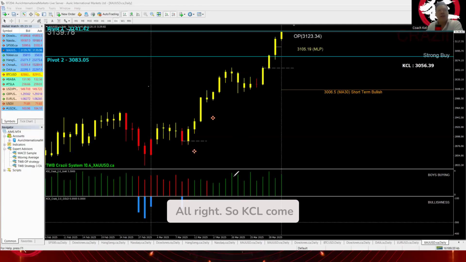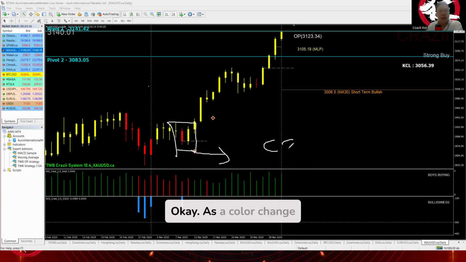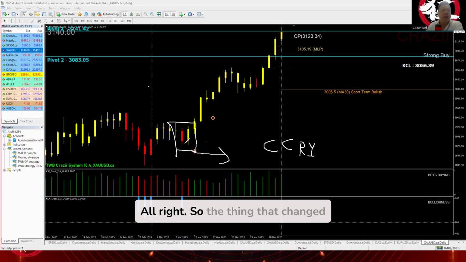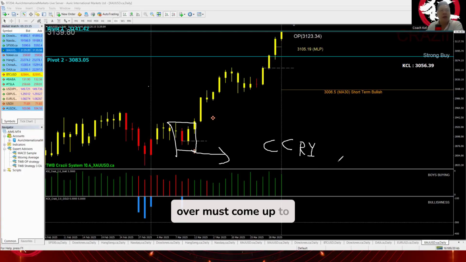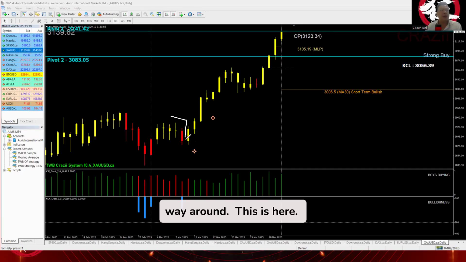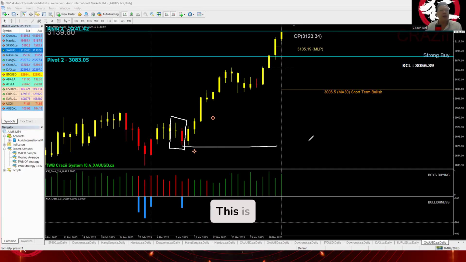Okay, so what's KCL, right? So KCL comes from this. Whenever on the day chart there is a color change, for example from red to yellow. Now the key thing is this: the yellow, the thing that changed over, must come... Oh, sorry, I bet this is not CCYR. This is the other way around. This is here. Can you see that? It's CCYR in this case, CCYR.